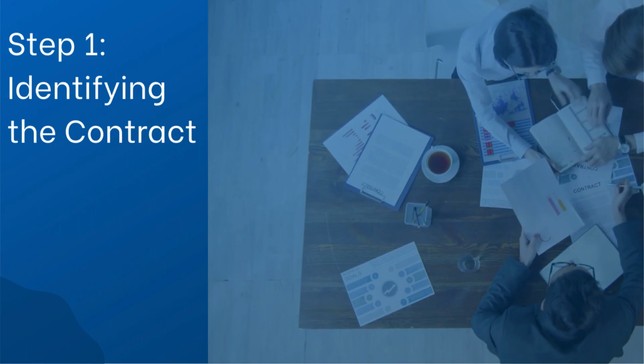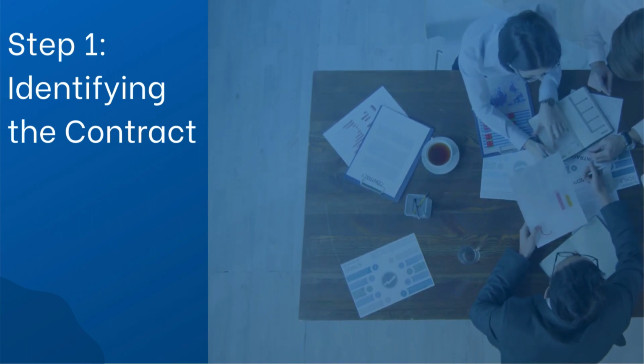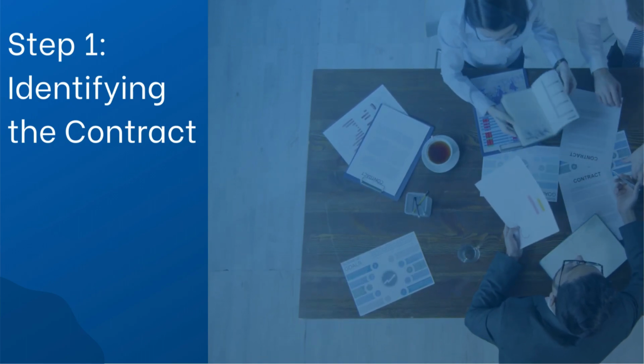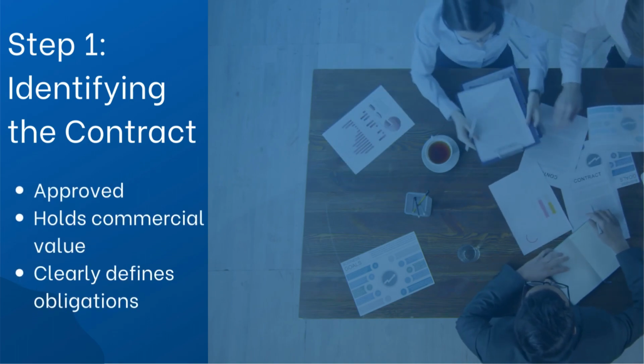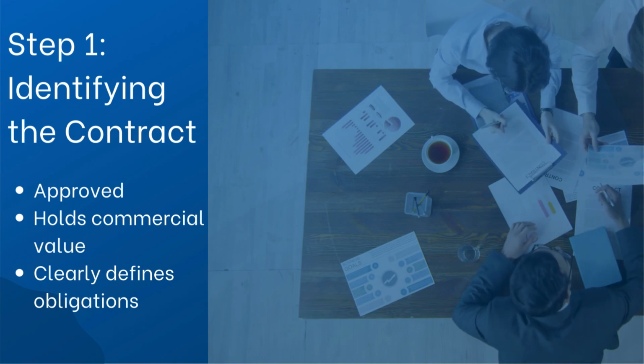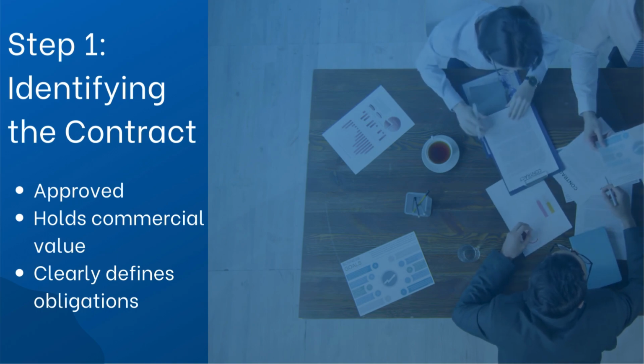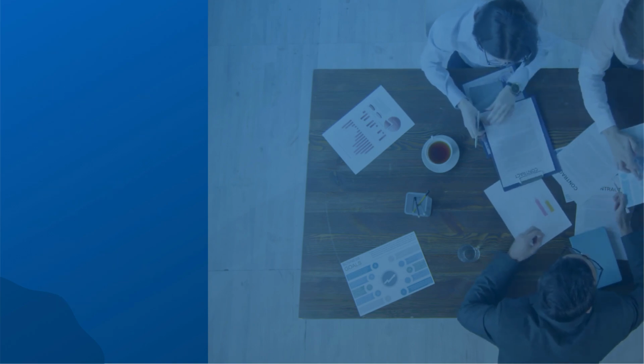Step 1. Identifying the contract. Imagine a contract as a legally binding roadmap. It's not just any agreement, it's one that's been approved, holds commercial value, and clearly defines what each party is obligated to. Without meeting these criteria, revenue recognition hits a roadblock.